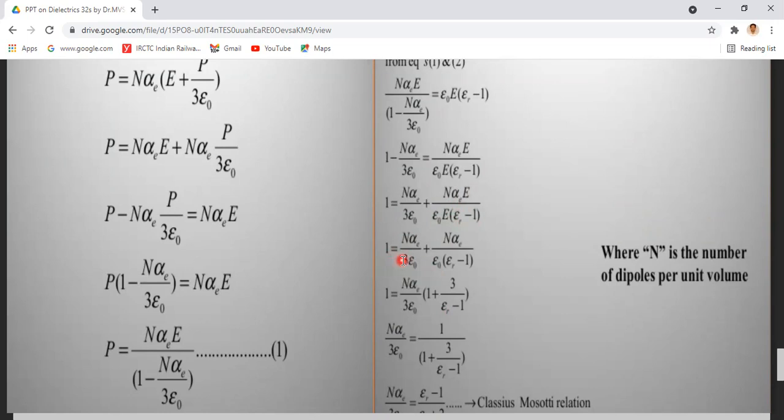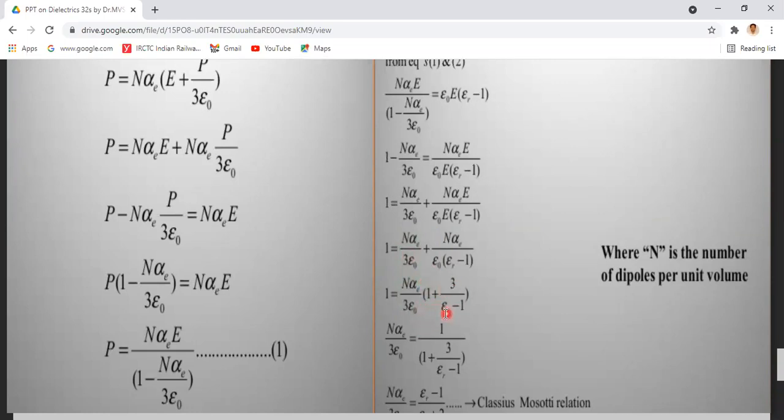Now 1 is equal to, in these two terms, take the common term n alpha E by 3 epsilon naught. Taking n alpha E by 3 epsilon naught as common, we get 1 plus 3 by epsilon r minus 1, because here there is no term 3, so 3 has to come. The 3 cancels, and the same term occurs here. So 1 is equal to n alpha E by 3 epsilon naught into bracket open 1 plus 3 by epsilon r minus 1.